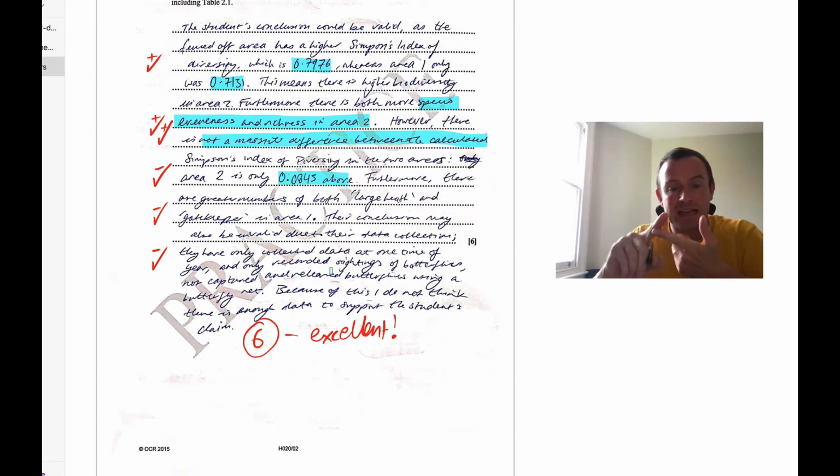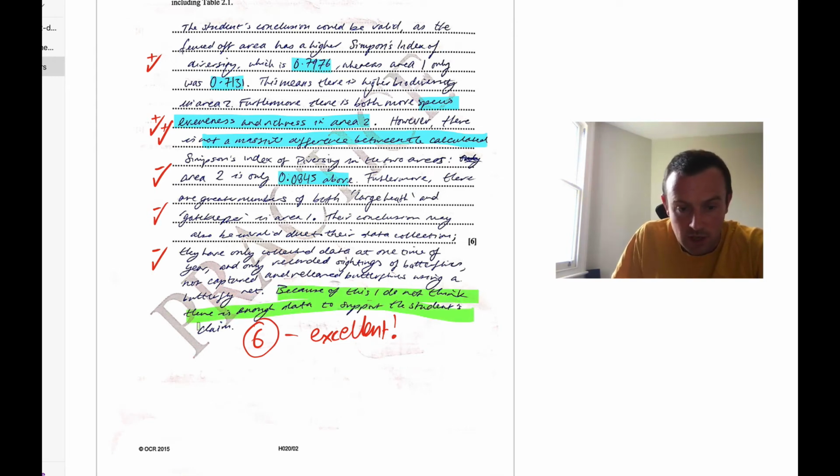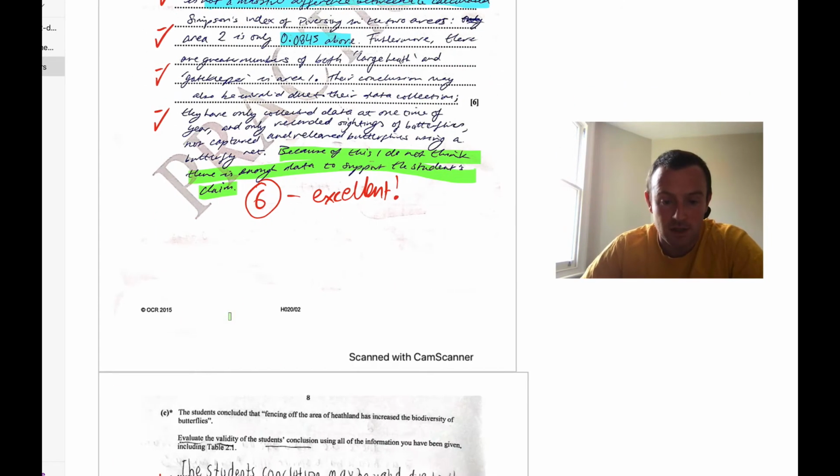So they've talked about the data, they talked about the method, and here, right at the bottom here, let's highlight this. Because of this, I do not think there is enough data to support the student's claim. Okay, so they've picked it apart, and they've made a judgment. That's why this gets 6. It's a level 3 answer.